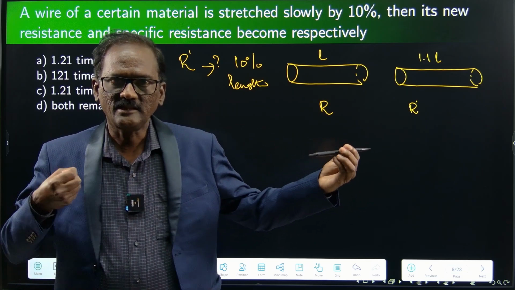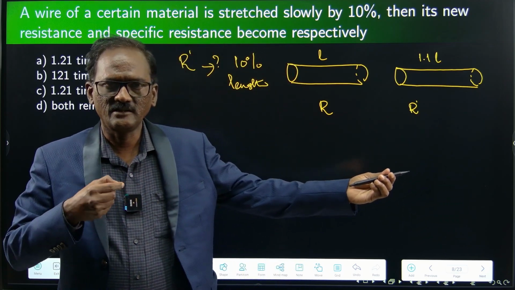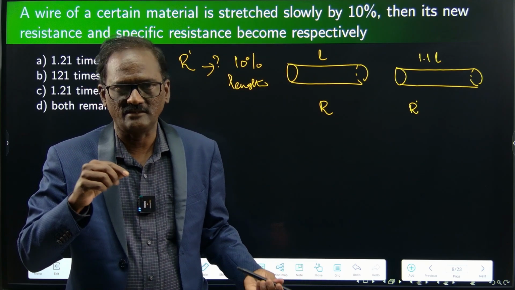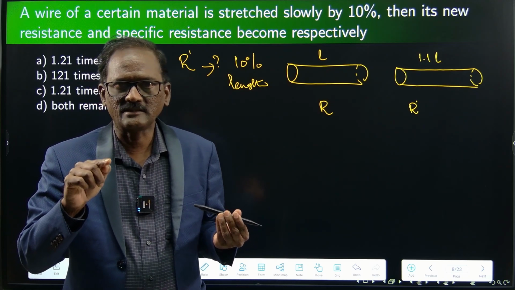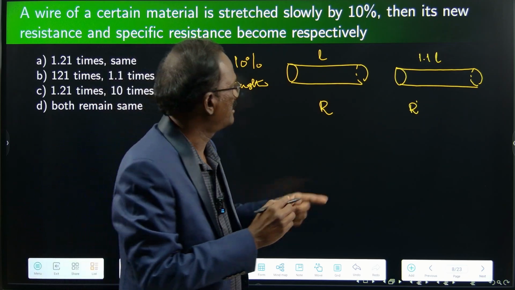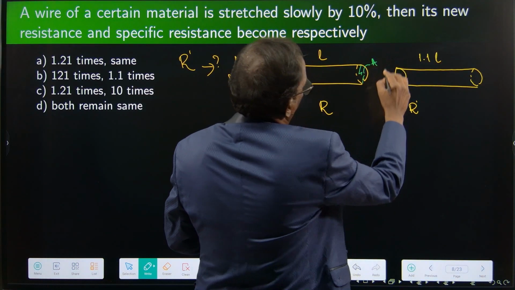So if you increase the length, what will happen? If you increase the length of the wire, the cross-sectional area will be thinner. The diameter will become less, right? So the cross-sectional area is going to be less. So this will be the cross-sectional area.